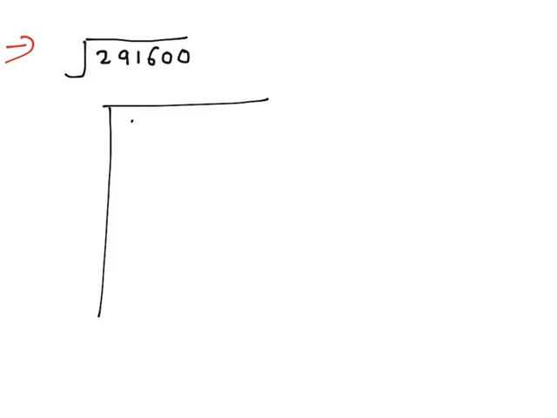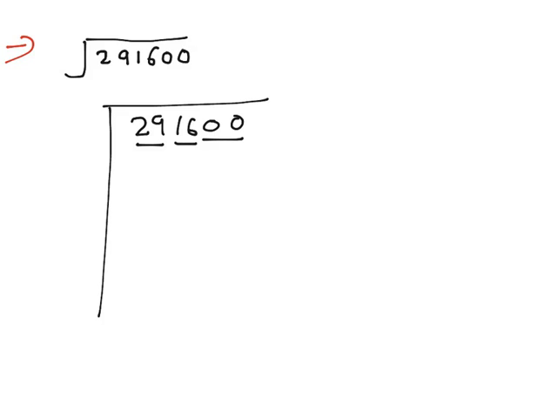Let's take another example. In this, we have a number that ends with 0. It means, I am taking the example where we have to find out the square root of 291600. So in this also, what will we do? We will start making the pairs from the unit place. So the number is 291600. So the first pair is 00, then the second is 16, the next is 29.